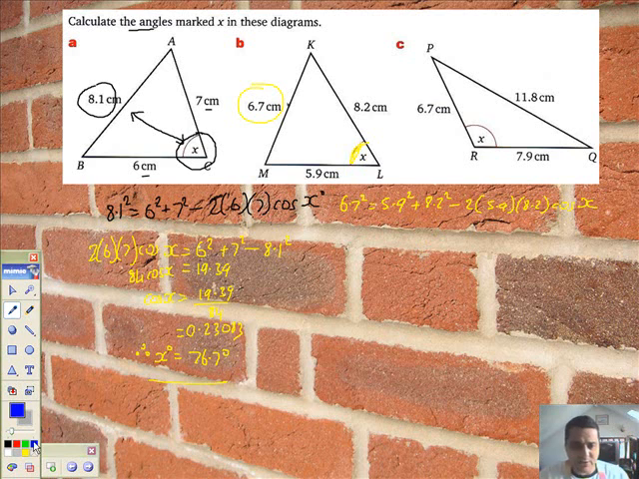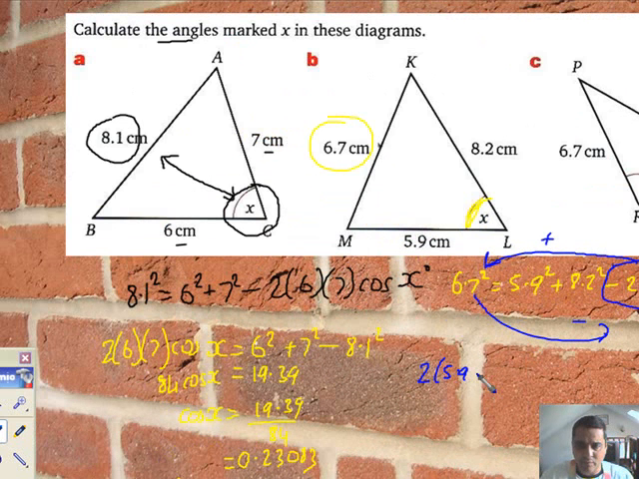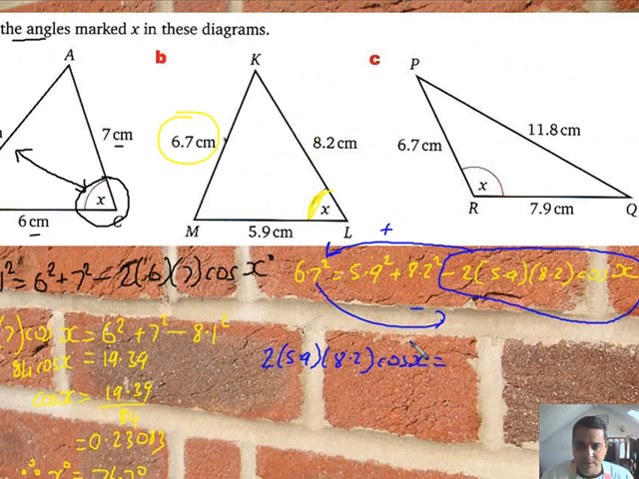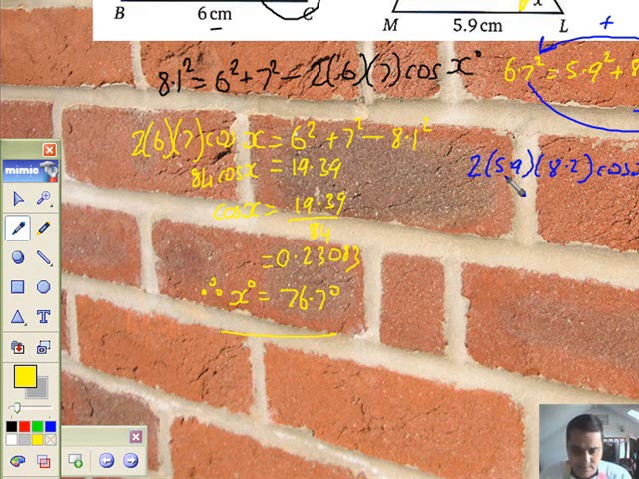Again, bring this entire term over. As you can see, it's minus all this, and that goes over and becomes positive, and this will go next door and become negative, won't it? So let's just write it then. 2 lots of 5.9 times 8.2 times the cosine of the angle we want is 5.9 squared plus 8.2 squared, subtract 6.7 squared. Going back to yellow because I can't see what I'm doing. Let's just work out this left side since we can.